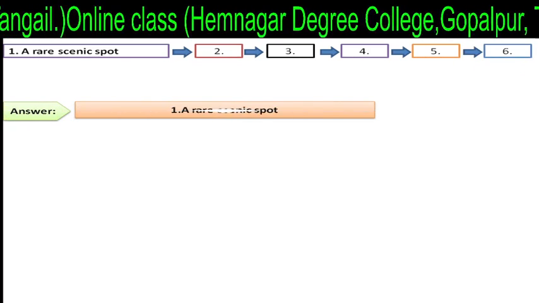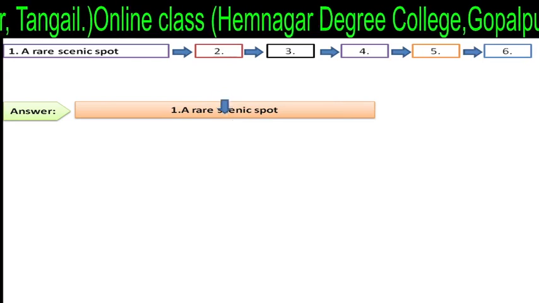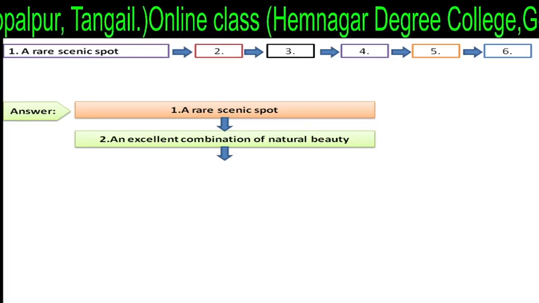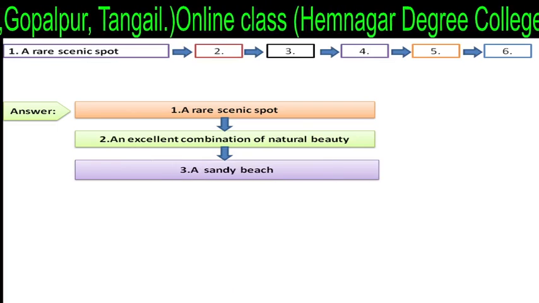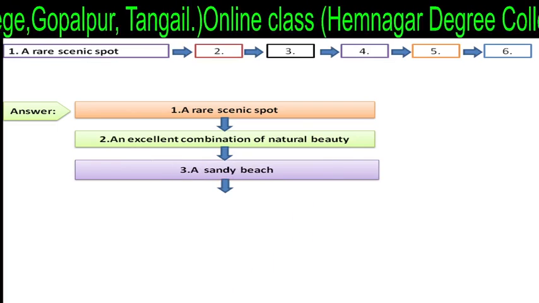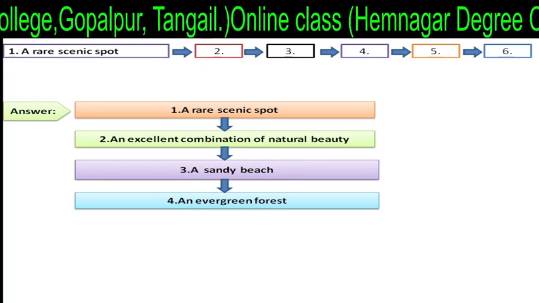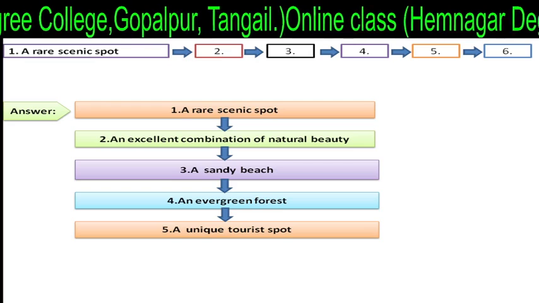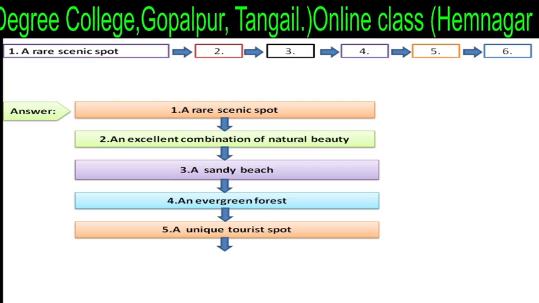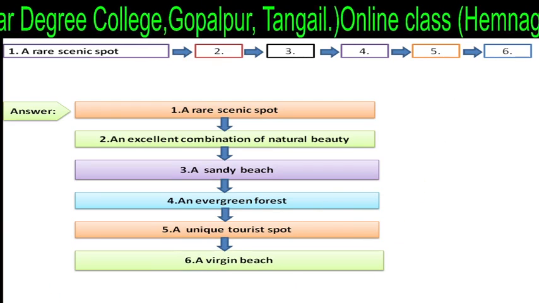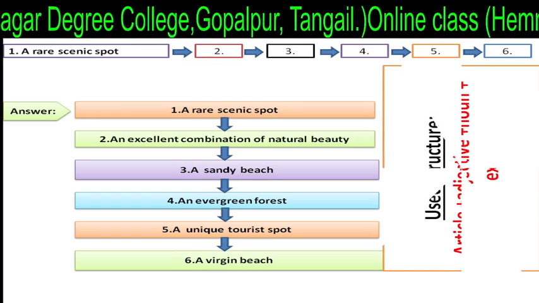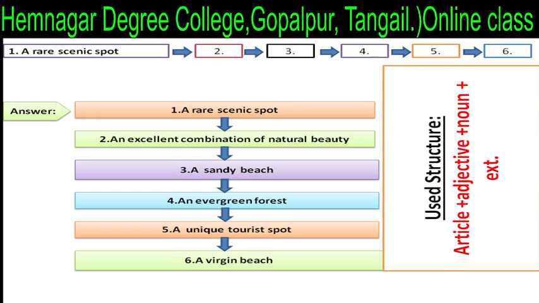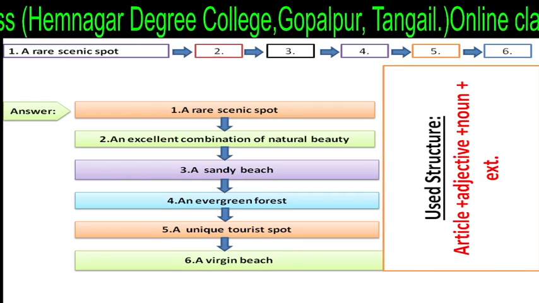Number 1, a rare scenic spot. Number 2, an excellent combination of natural beauty. Number 3, a sandy beach. Number 4, an evergreen forest. Number 5, a unique tourist spot. Number 6, a virgin beach. So here you can see the structure: article plus adjective plus noun plus extension.